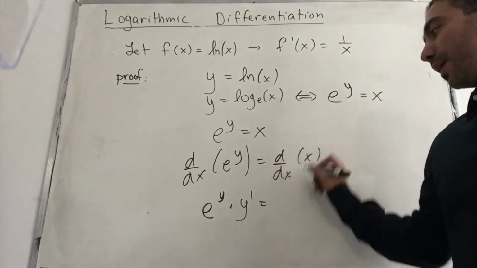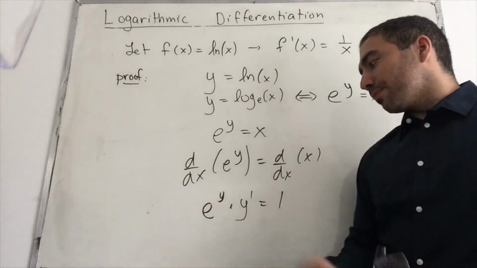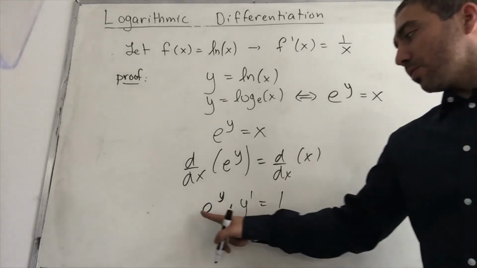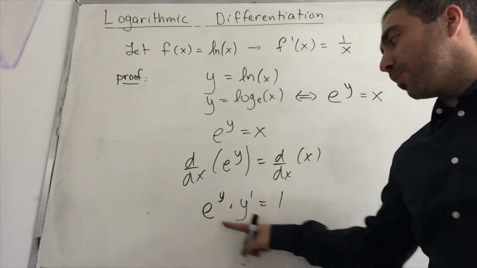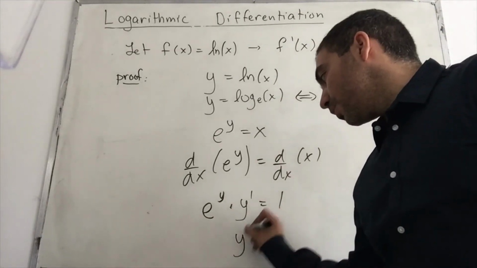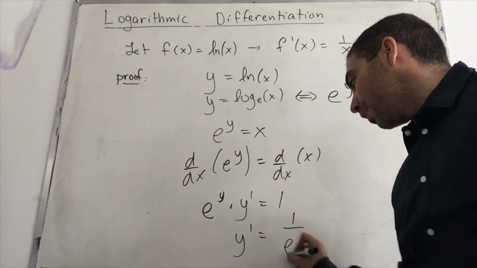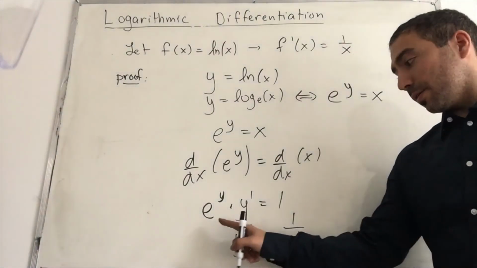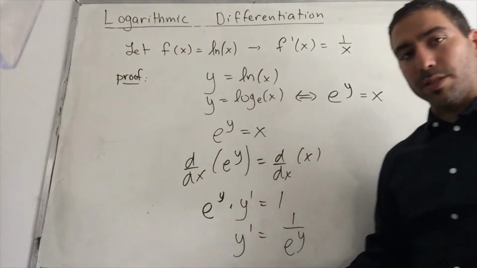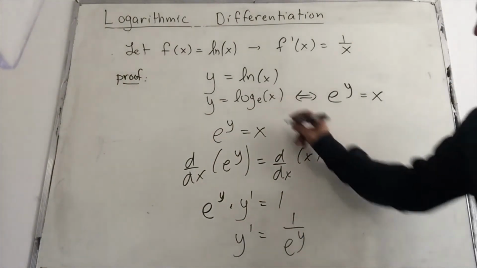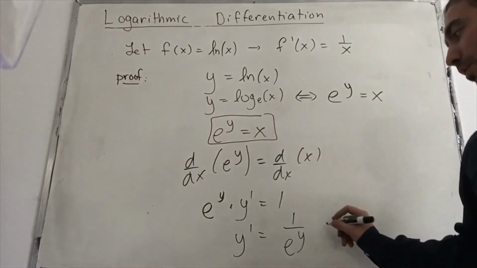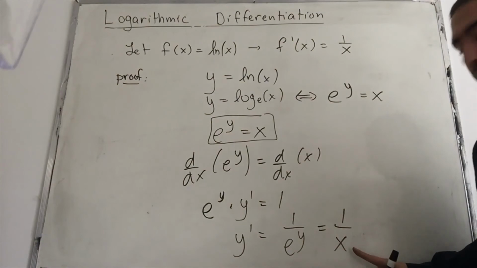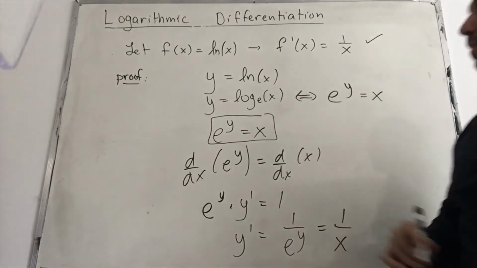Right-hand side, derivative of x is just simply 1, and what we have to do here is isolate y prime. That's the last step. So divide both sides by e to the y. So y prime equals 1 over e to the y. Okay, but we want the derivative expressed solely in terms of x, no y's. How do we do that? Well, recall that e to the y is equal to x. So we just show that the derivative is equal to 1 over x. And this is what we've been using.